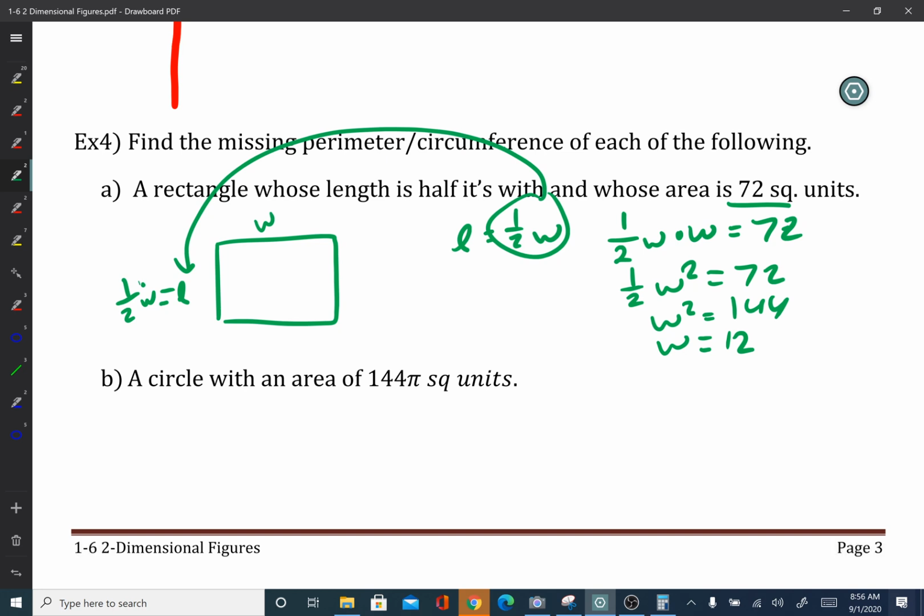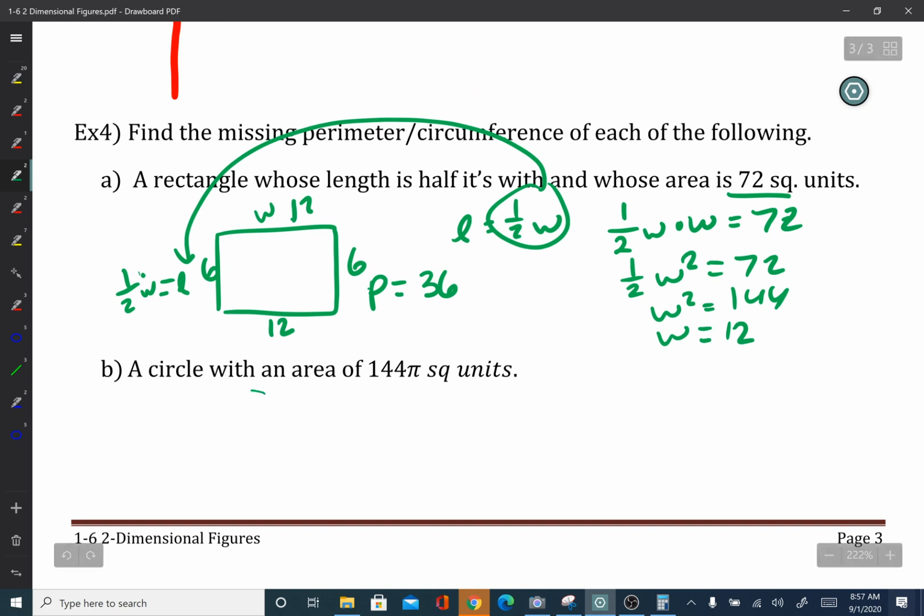What's the question? Find the perimeter, right? Okay, so I now know that this is 12. I know this is 12. I know these are half of 12, so these are 6. So I get 24, 36. So the perimeter is 36. All I'm doing, guys, you can go back and watch this video again if you need to, but all I'm doing is doing substitution, right?